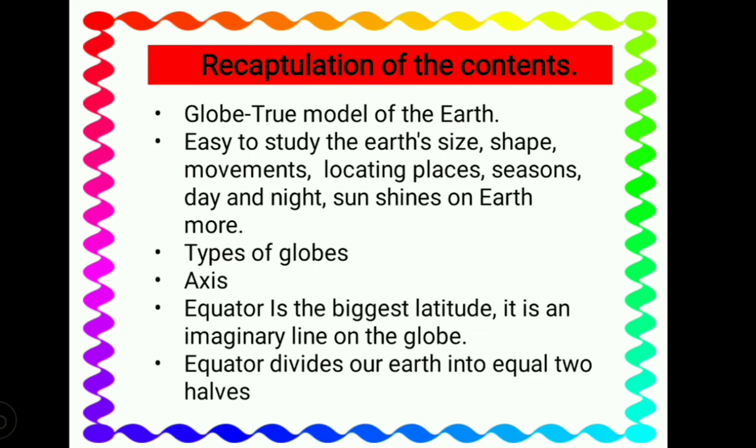Axis is one of the imaginary lines. Our earth rotates on its own imaginary line called the axis. It is tilted from the perpendicular line by 23.4 degree. And the equator is the biggest latitude. It is an imaginary line on the globe, and it divides our earth into two equal halves. So this is about your two content points.